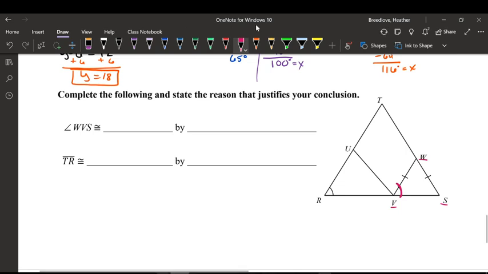All right, so since I'm talking about that angle, that means I'm inside this triangle. That means I'm looking at this triangle. And if I'm only looking at that triangle, I can see I have two sides marked the same. So I know the base angles are congruent. So WVS is congruent to WSV by the Isosceles triangle theorem.